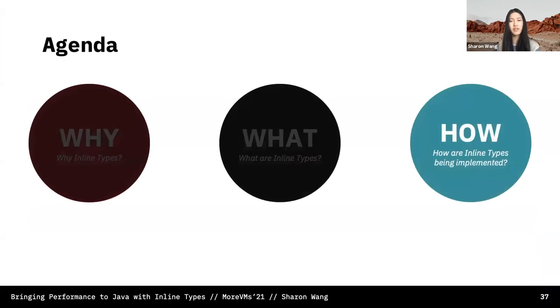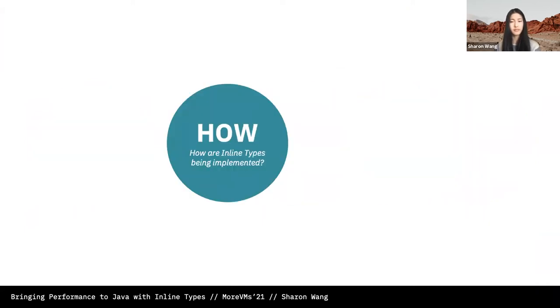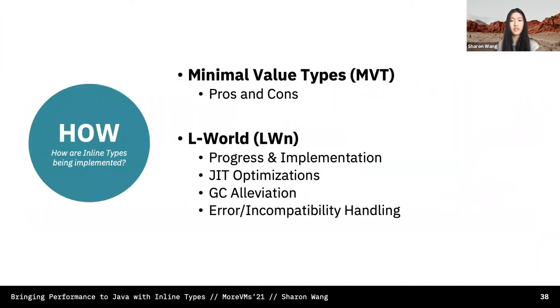All right, now that we have an understanding of what inline types are, let's look into how inline types are being implemented. We'll go over the learnings from the initial prototype for inline types called minimal value types. Then we'll look at the ongoing effort in the L world prototypes by looking at progress and implementation, benefits to the JIT and GC, and get some insight into handling errors and incompatibilities.